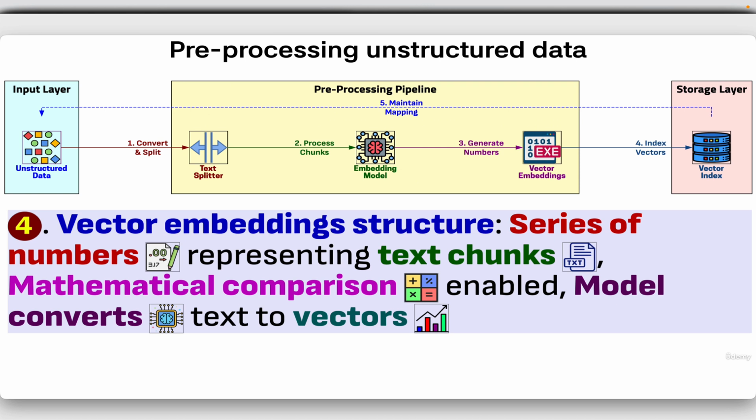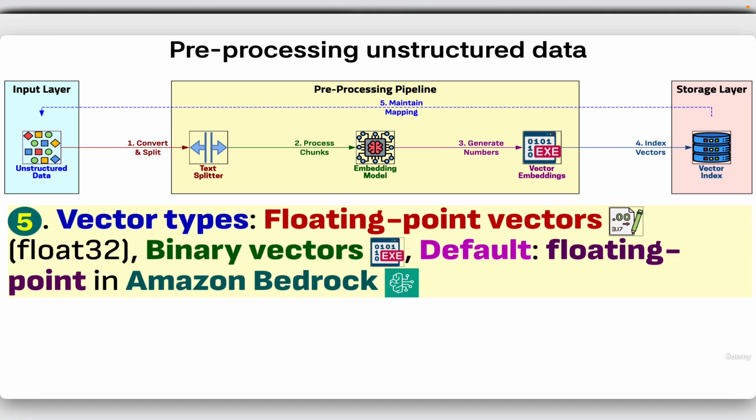Vector embeddings are structured as a series of numbers representing each text chunk. A model converts the text into these vectors to allow for mathematical comparison. These vectors can exist as either floating point numbers, float 32, or binary numbers, though most embedding models supported by Amazon Bedrock use floating point vectors by default.